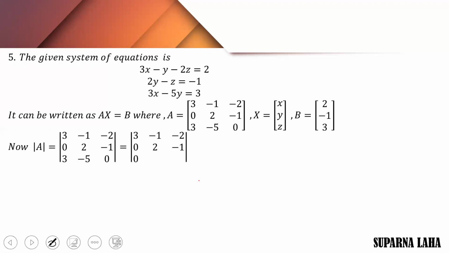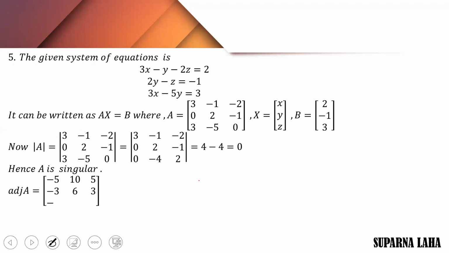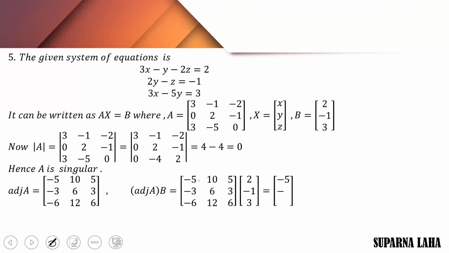Okay. So here also I'm using this row and column operation, and ultimately the value of this determinant is 0. That means A is singular. Now if A is singular, we need to find its adjoint. So first of all, find its adjoint and then multiply the adjoint with B. Now you know how to find the adjoint, that is the cofactor, and take its transpose.